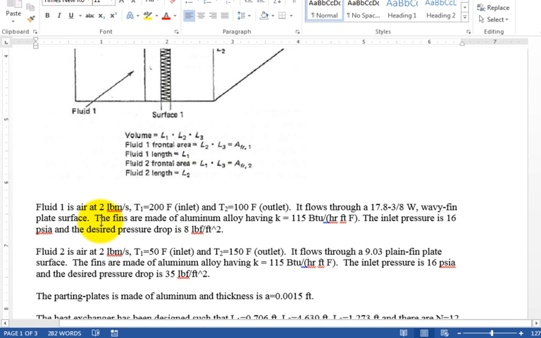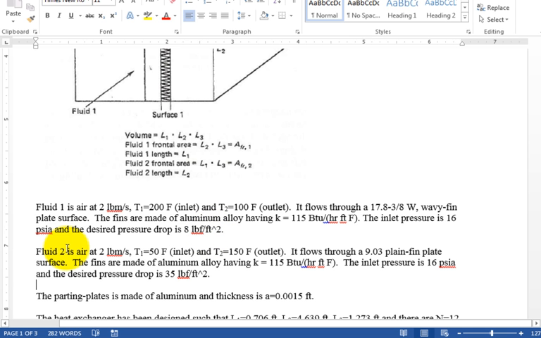What are they describing? That finning in between on that compact heat exchanger, that flow area that it flows through. The fins are made of aluminum alloy, and for some odd reason they use this value for aluminum, so we'll stick with it. K is 115 BTU per hour foot degree F, some alloy. The inlet pressure is 16 psi, and the desired pressure drop is 8 pound-force per foot squared.